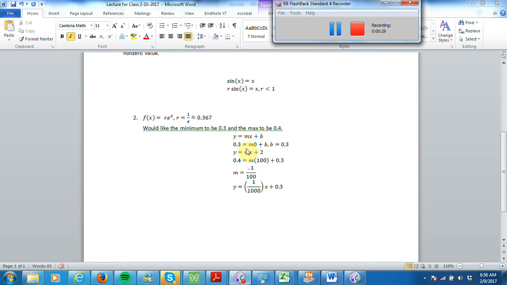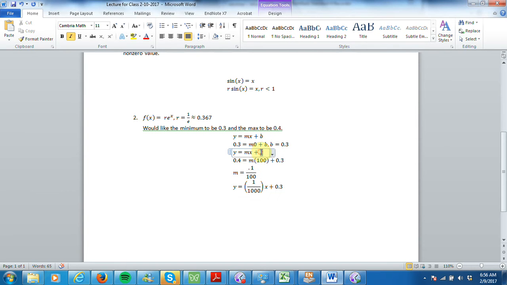I'm going to have y equals mx plus b. 0.3 is my new minimum, so my b is not going to be 0 and nice. It's going to be 0.3. And my maximum now is 0.4. So putting this into my equation, it's not as nice looking as before, but it's still elementary, commutative, high school algebra. So we can put this over to the other side. We get 0.1 over 100, which is 1 over 1,000. So this is my new transformation.